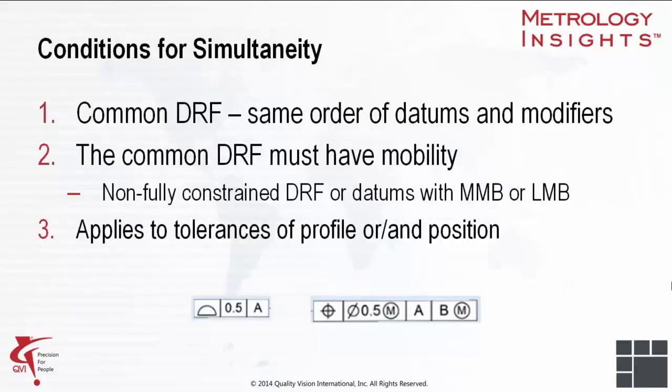Here are the requirements for simultaneity. First, all features must reference the same datum reference frame. Second, the datum reference frame must have mobility. Mobility can be achieved when the datum reference frame is not fully constrained or when the datums are referenced at maximum material boundary or least material boundary. Third, simultaneity applies only to tolerances of profile or tolerances of position.